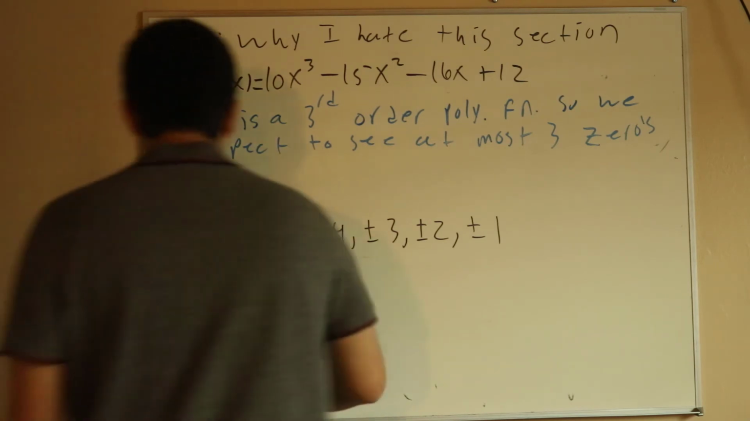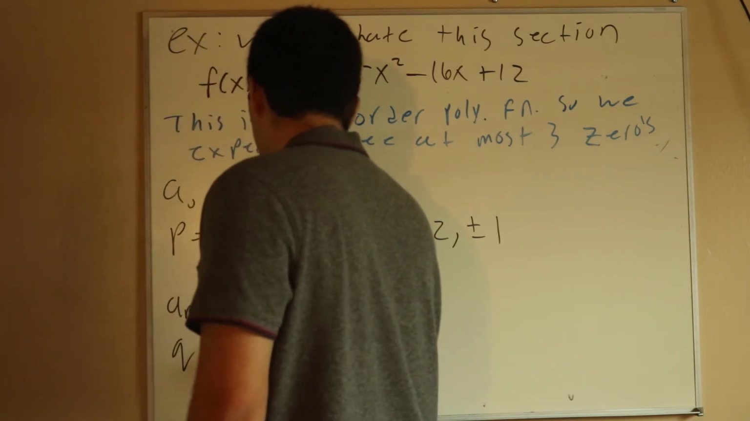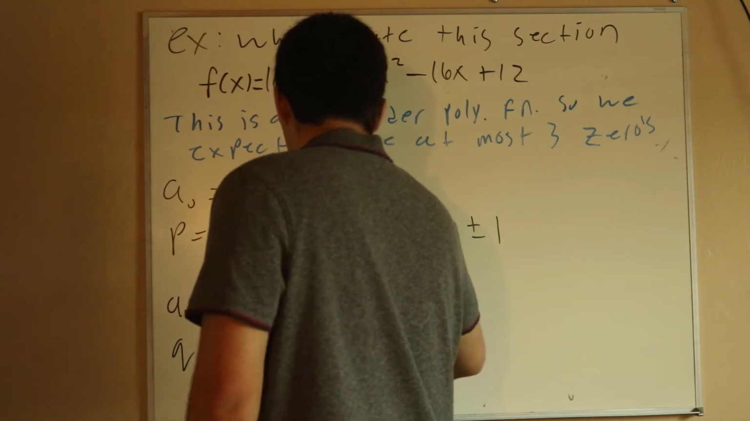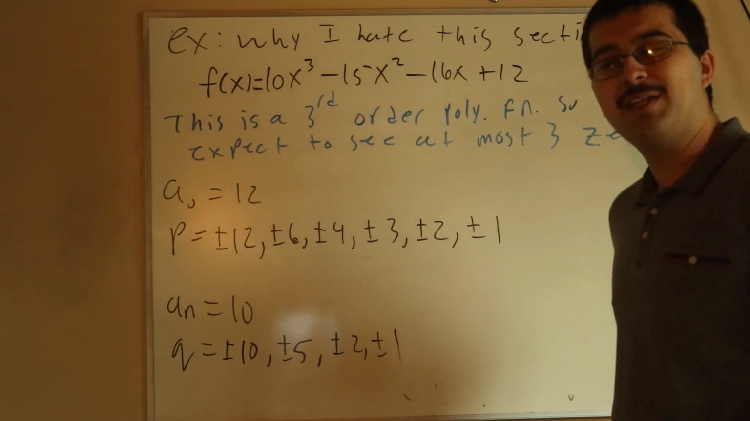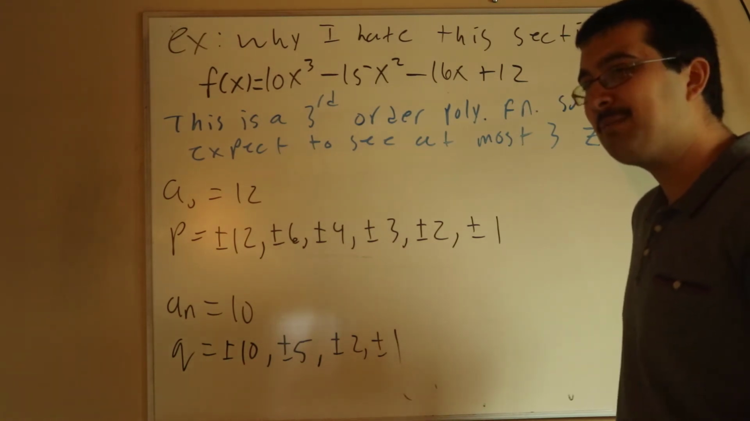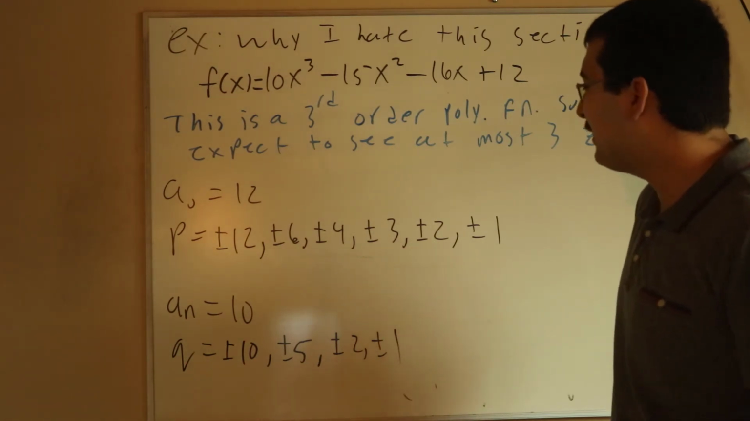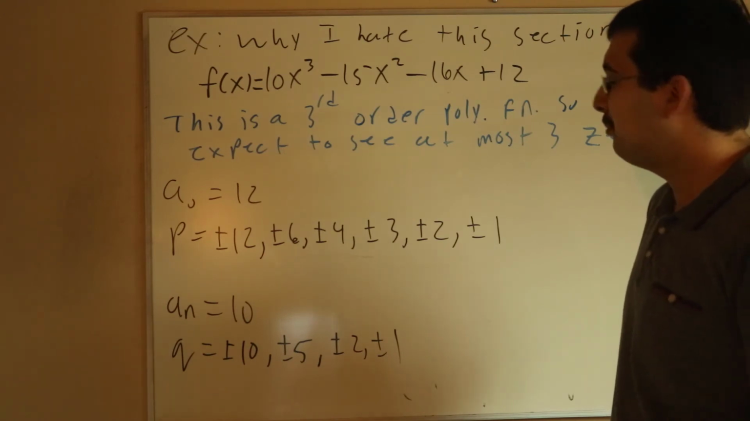Wonderful. So the list we get is plus minus 10, plus minus 5, plus minus 2, plus minus 1. I have my list of p's and q's now. So what's my next step? Well, I need to make every possible p over q.